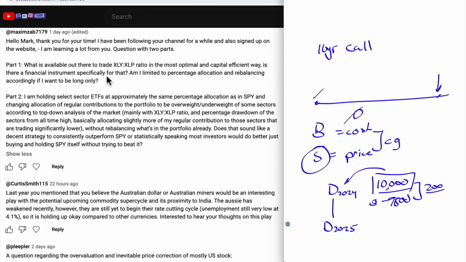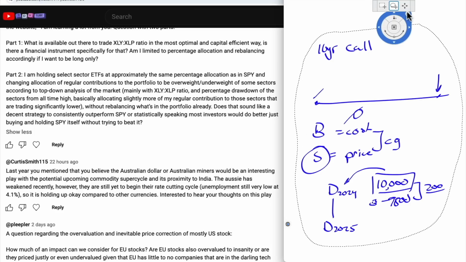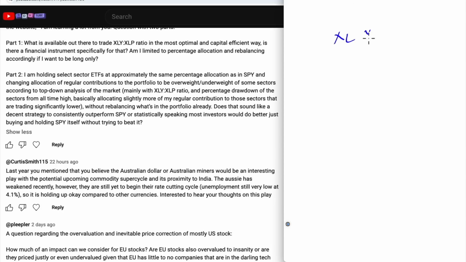What is available out there to trade the XLY, XLP ratio in the most optimal capital efficient way? Is there a financial instrument specifically for that? Not that I'm aware of. Holding select sector ETFs at approximately the same percentage allocation as in SPY, that's going to be expensive. The XLs, all the XLs, whether you have XLY, XLU, XLI, XLF, all the XLs, I think the management fee is 30 basis points, whereas in SPY, I think it is 10 basis points. So you're spending a lot in management fees by doing that if you're holding them in the same proportion.